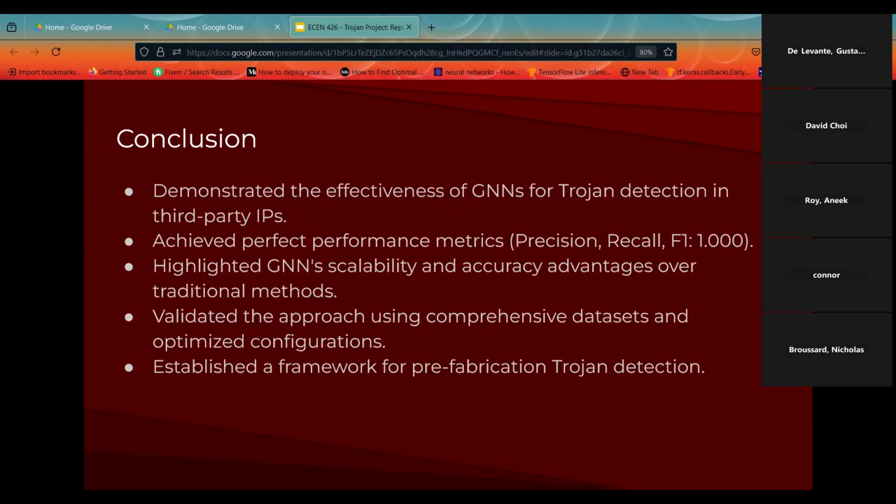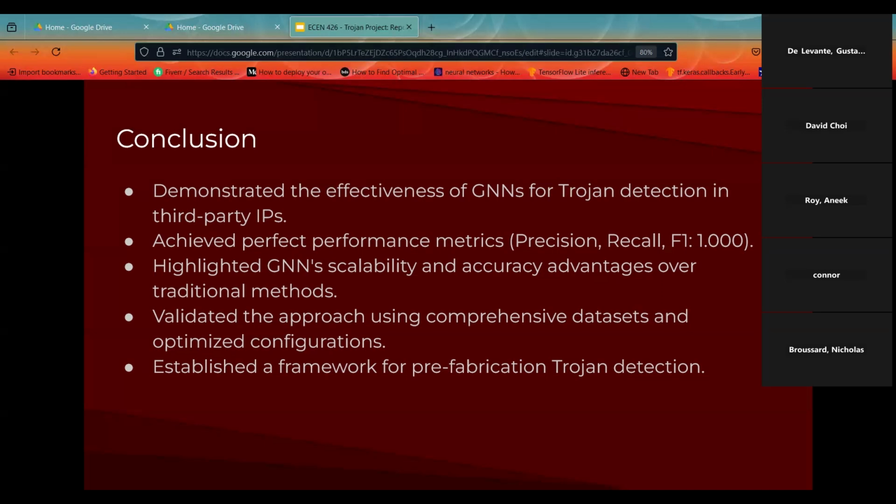And here's the conclusion to this project. We can see that the GNN is a great way of detecting third-party IP Trojans, and it achieves perfect precision, recall, and F1 of 100. It also shows the scalability of the GNN, as I said previously, being able to handle hundreds of thousands or millions of edges and nodes. So it's very advantageous and very cost effective. It can be put early in the process of making this, so you can save a lot of money. And again, the scalability is amazing for this.